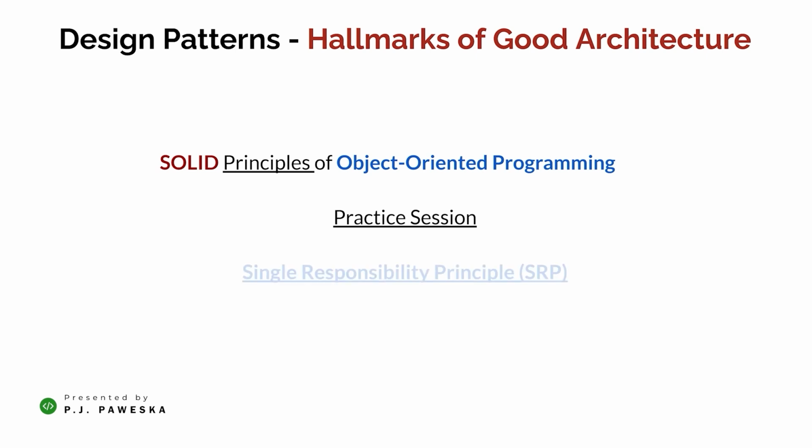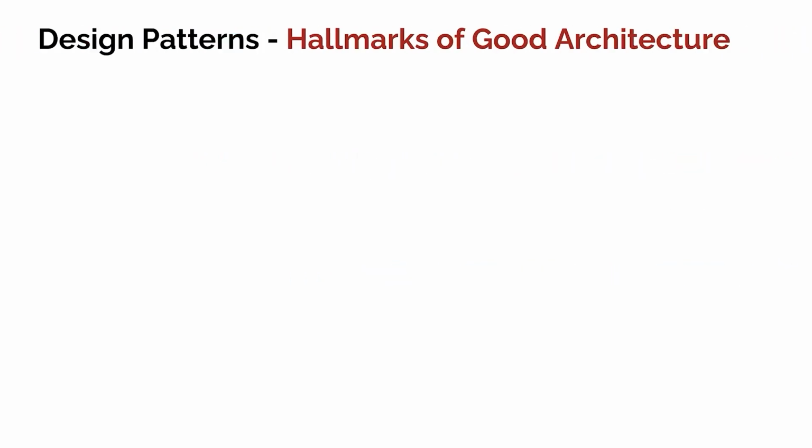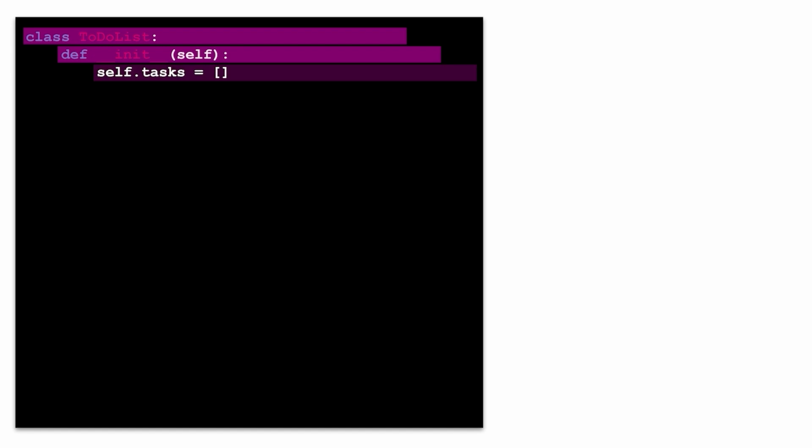In this session, we're going to look at an exercise for the single responsibility principle, which we also call simply SRP. All right, so let's have a look at this piece of code. We have a simple class, which is a to-do list. We have an initialization where we initialize the tasks that are part of the to-do list. And then we have a number of methods.